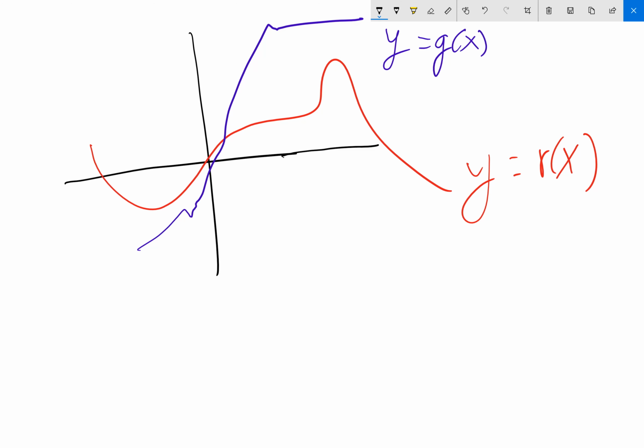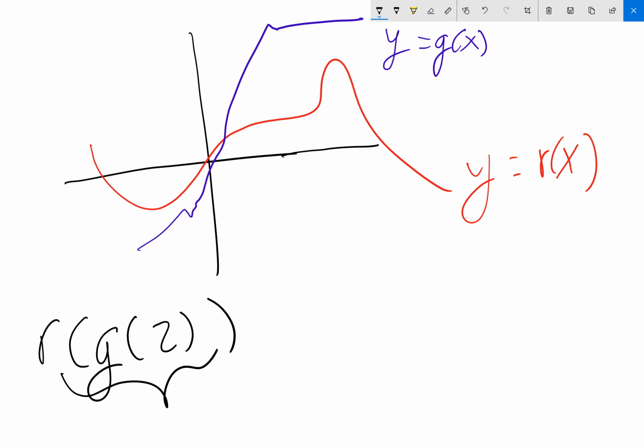Okay, so I'm going to go over an example or two of these. Hopefully after that you get the basic concepts and you can do it on your own. So let's check r of g of 2. First we want to find out what g of 2 is. So 2 is our input, which is x, right? So we say, okay, when the x value is 2, what is g of 2?